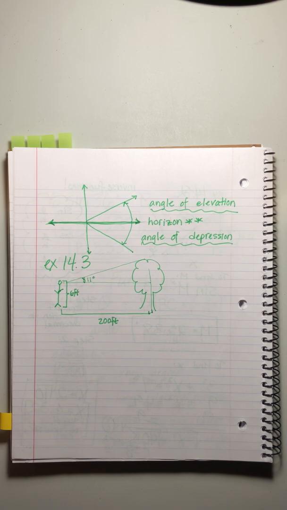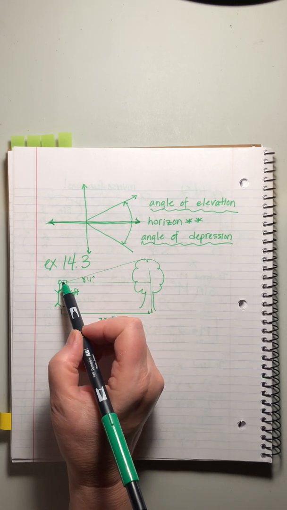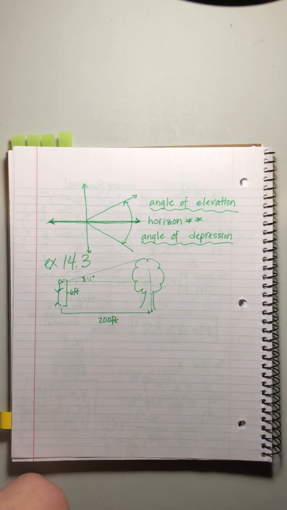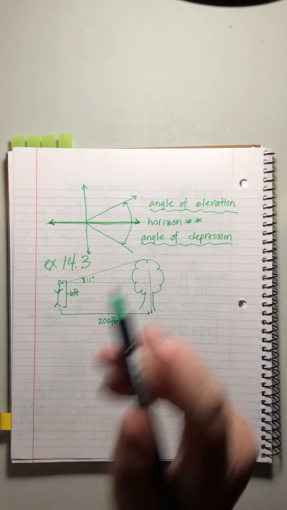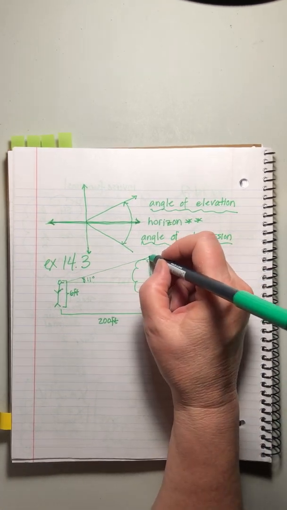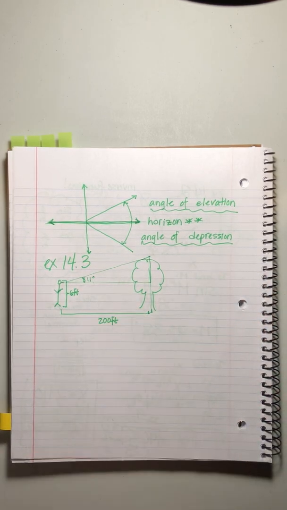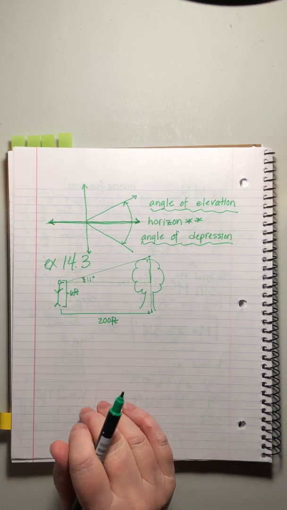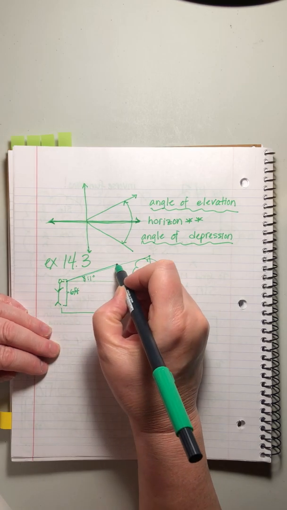Now, the only problem I have with this is that even if he's 6 feet tall, his eyeballs are not at the top of his head. So his eyeballs are not actually 6 feet tall. However, it doesn't really matter for the purposes of this, because the 6 feet aren't important. What is important is this triangle.